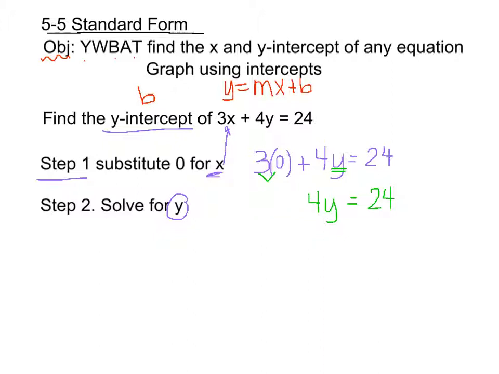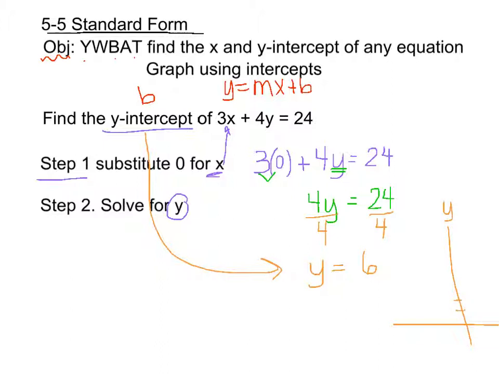So to get the y by itself, I'm going to divide by 4, and I'll get y equals 6, because 24 divided by 4 is 6. So the y-intercept is 6. And just to remind you, what that means is on a graph, on the y-axis, it's going to cross at 6. And we'll play on that in a little bit.